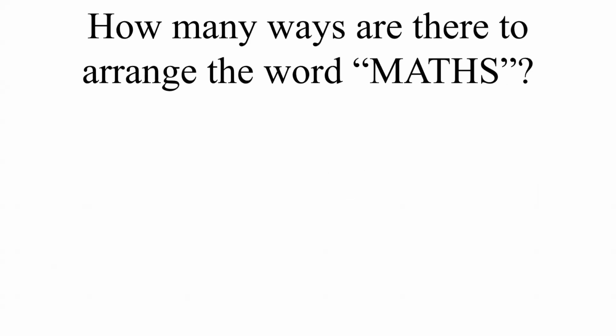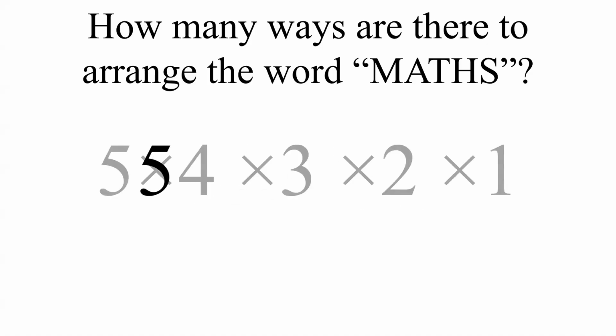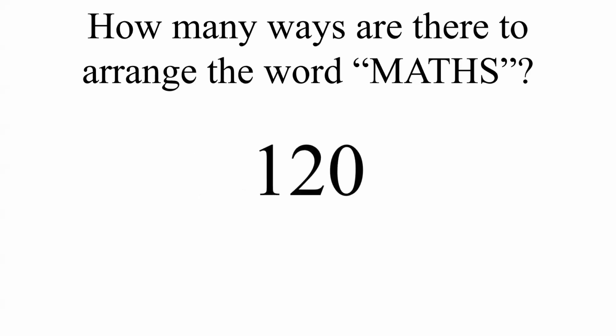How many ways are there to arrange the word maths? First, count how many elements there are. In this case, 5 letters. So 5 factorial, which is 5 times 4 times 3 times 2 times 1, which is equal to 120.